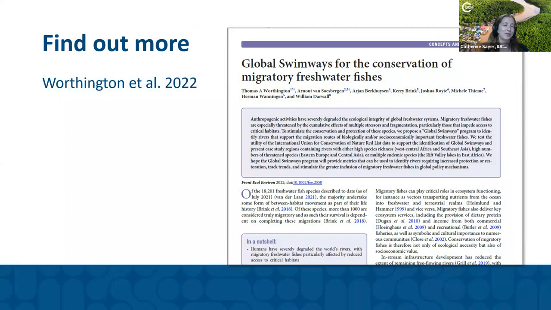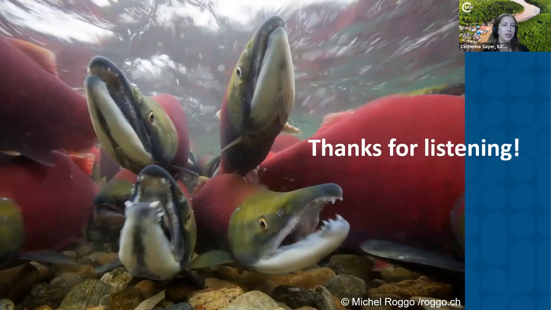After the session, you can also find out more by reading the recently published paper on global swimways in Frontiers in Ecology and Evolution, which was introduced at the start of the session, and that's Worthington et al. 2022. So that's all I wanted to say on our vision for the future. Many thanks for listening.